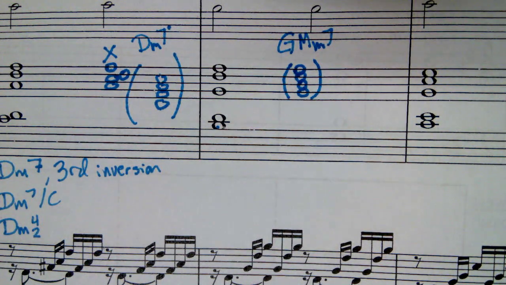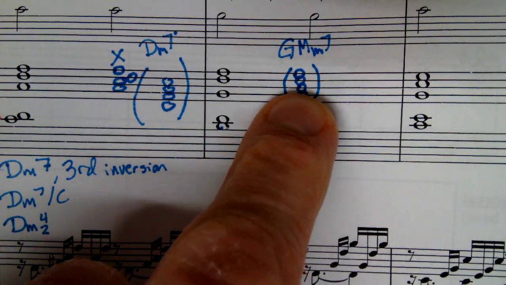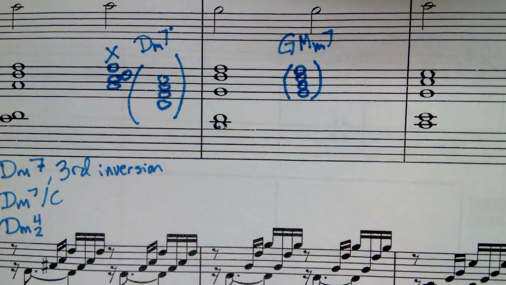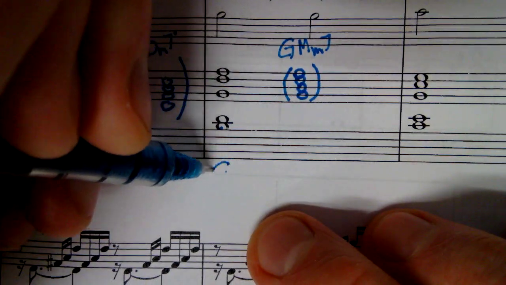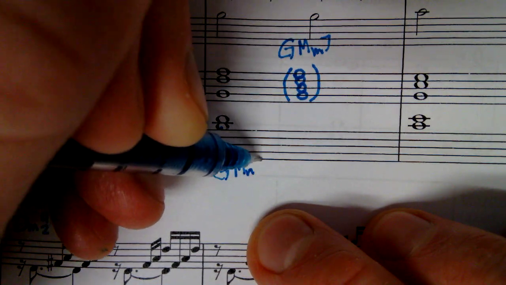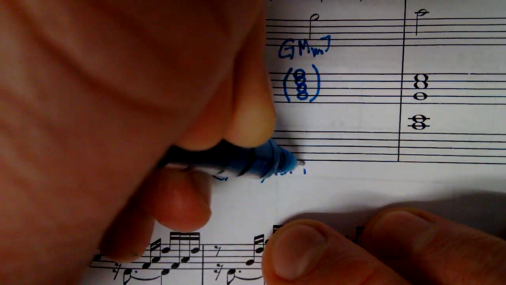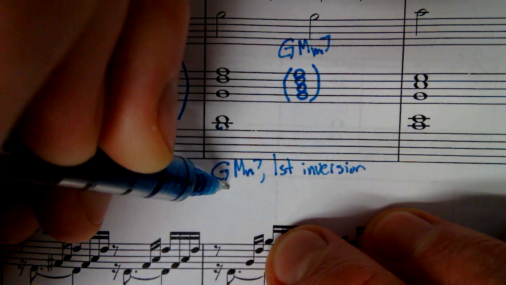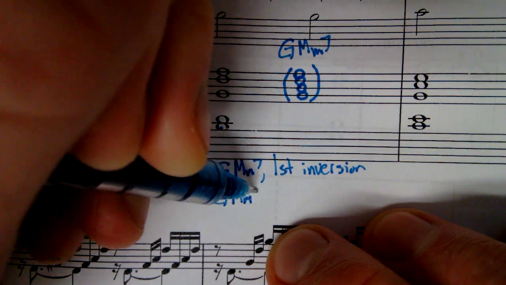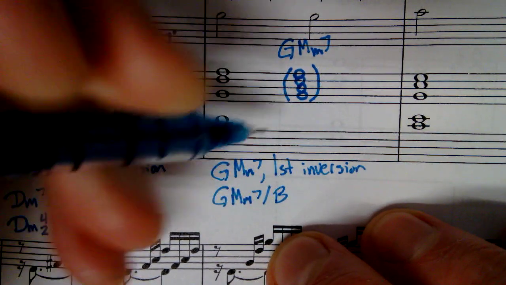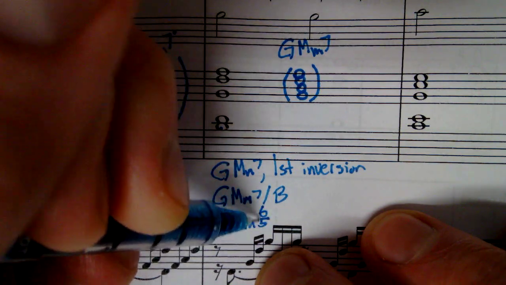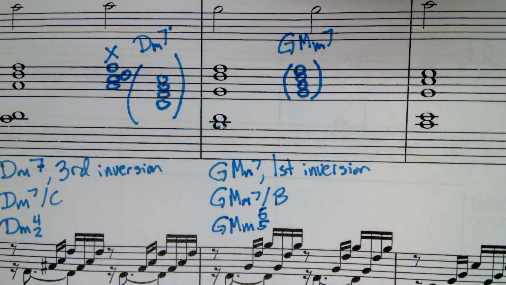Okay. Now we have to determine which note is on the bottom. Well, it looks like B is on the bottom, and B is the third of that chord. That makes this a first inversion chord. So this is a G major minor 7, first inversion. We could also use slash notation and say G major minor 7 over B, or we could use the figured bass symbol, which is G major minor 6, 5. They all mean the same thing.